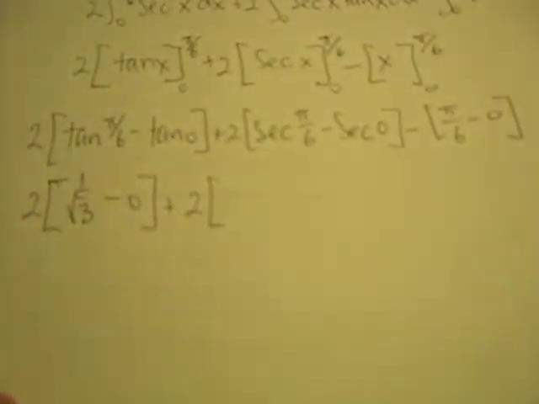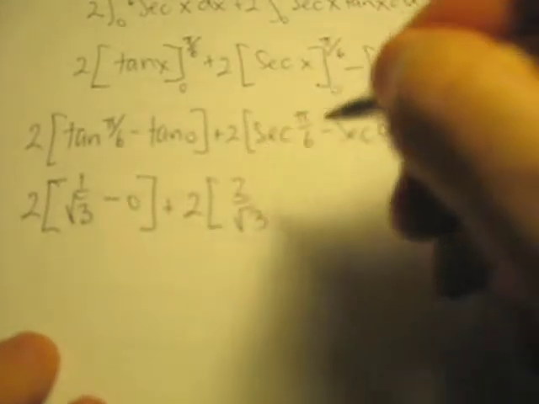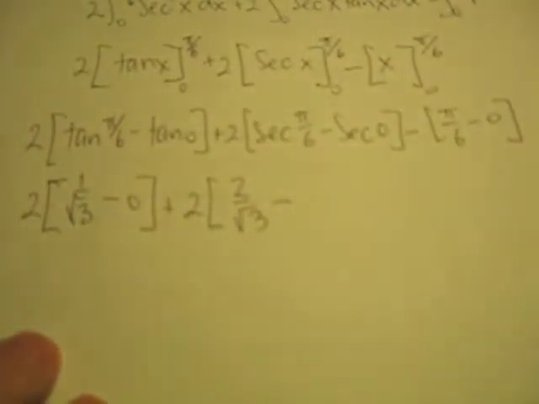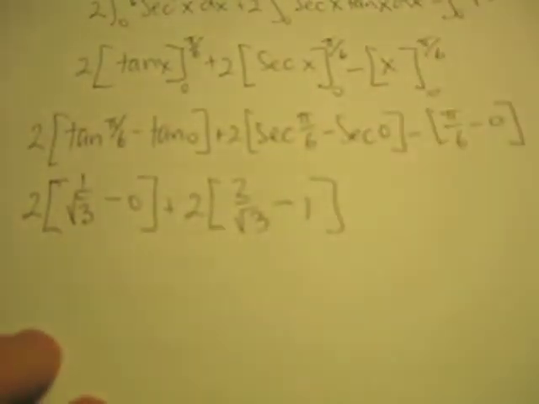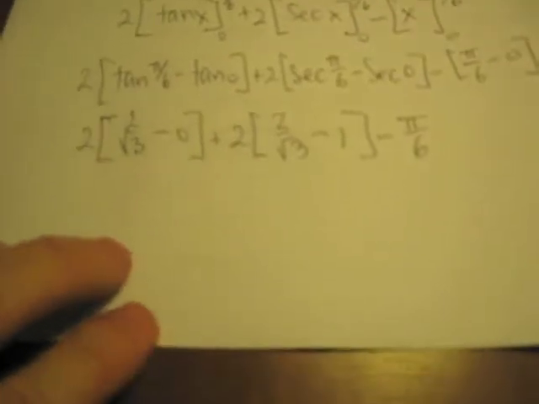Now the secant of pi on 6 is 1 over the cos of pi on 6. The cos of pi on 6 is root 3 on 2, so this will be 2 on root 3. Subtract, and of course 1 on cos is secant, so 1 over the cos of 0, and the cos of 0 is 1, so we'll be subtracting 1. And we're going to subtract off pi on 6.